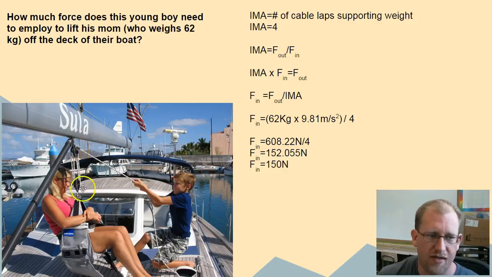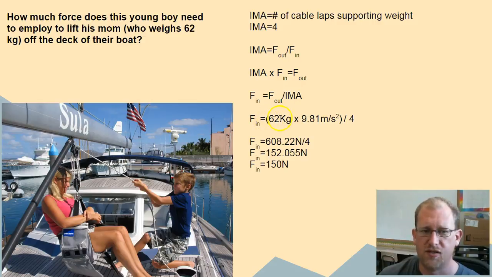Here we have a block and tackle pulley system with 1, 2, 3, 4 laps of the cable. You don't count this one. This is considered like the effort arm, right? This is the resistance. So 1, 2, 3, 4 laps of the rope, and so the mechanical advantage is 4. Mechanical advantage is force out divided by force in. Again, rearranging to solve for force in: force in is force out divided by the ideal mechanical advantage.